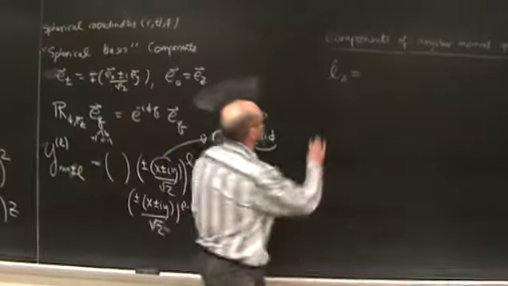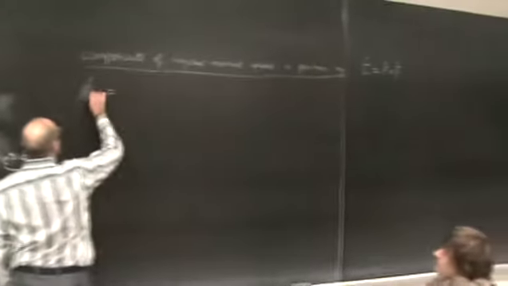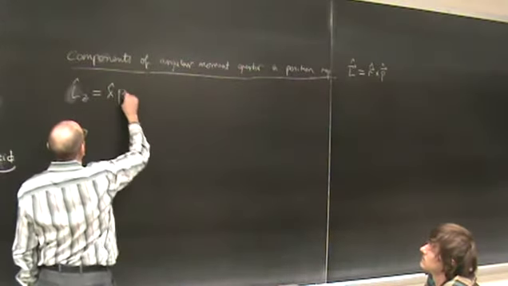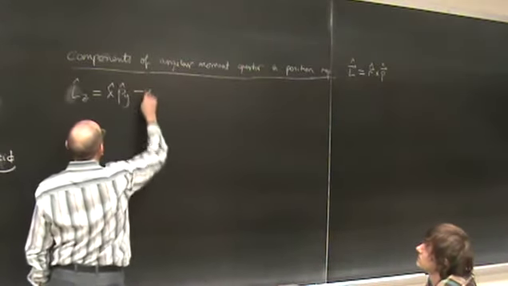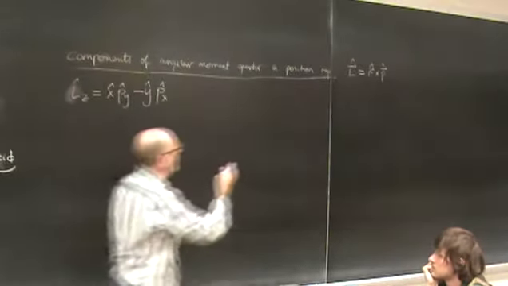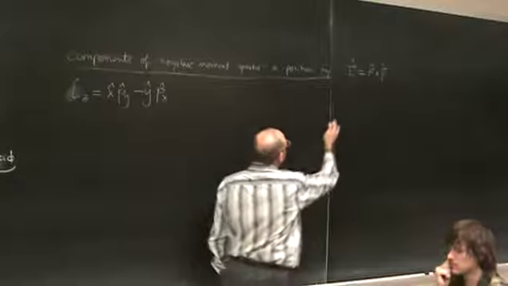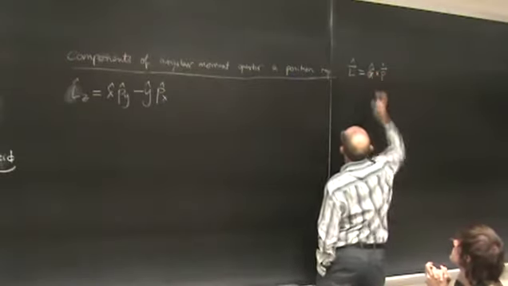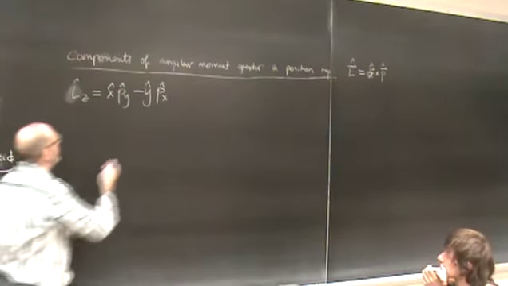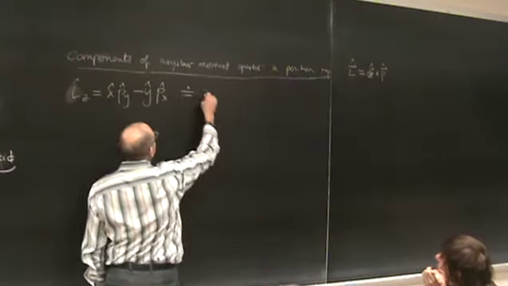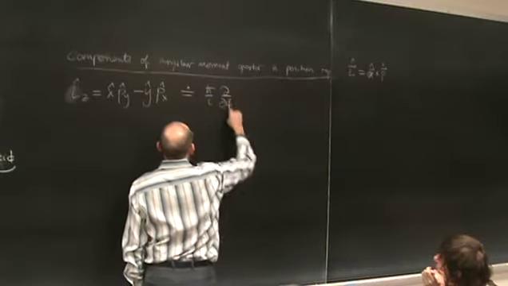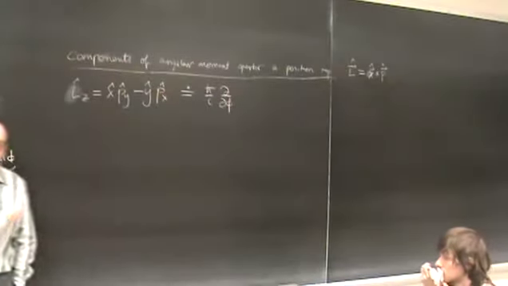Okay, so yeah, let's put it on. Let's just write it. Lz is x py minus y px, right? That's what it is. These are all operators. And in spherical coordinates, we showed that this was h bar over i, with respect to phi. That's what we found.